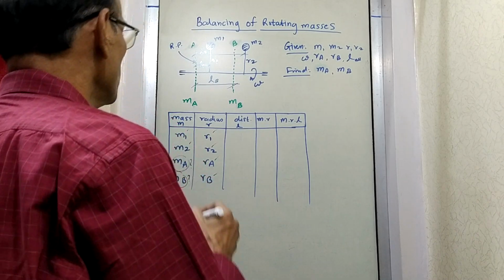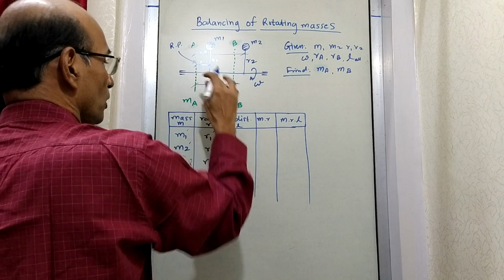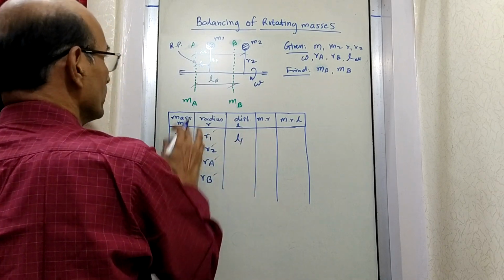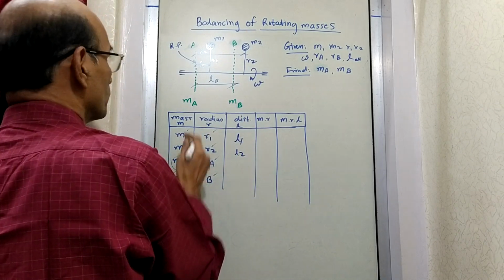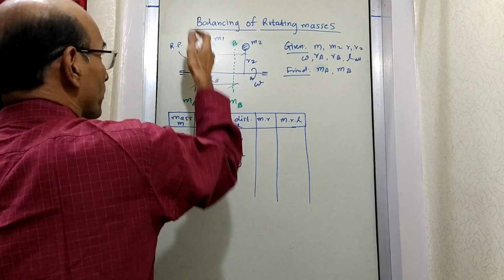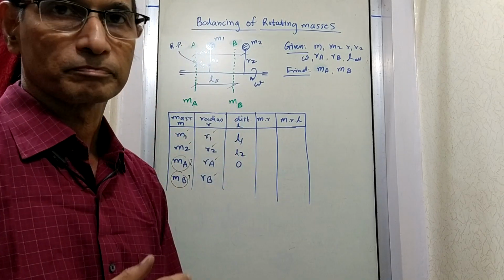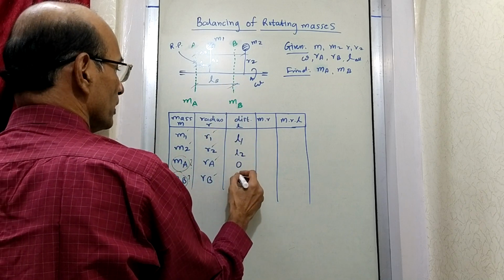So now what we do? From the reference plane, M1 is at what distance? L1. From the reference plane, M2 is at what distance? L2. From the reference plane, MA is at what distance? 0, because the reference plane is passing through MA. From the reference plane, what is the distance of MB? LB.